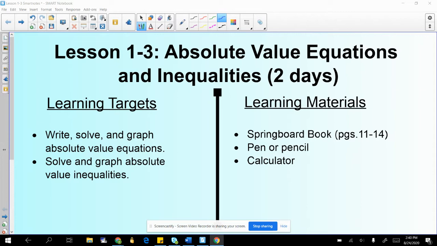This is in your Springboard book and it's talking about absolute value equations and inequalities. We're actually going to split this up into 2 days, and today we'll just talk about the equations and then next time we'll talk about the inequalities. So like I said, you will need your Springboard book and it's going to start on page 11.